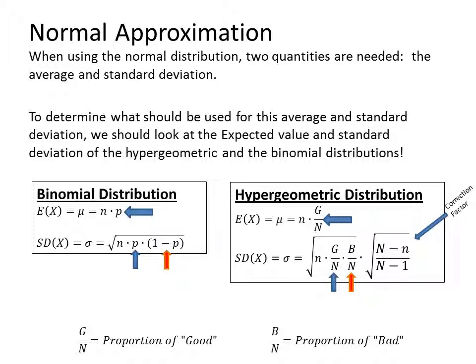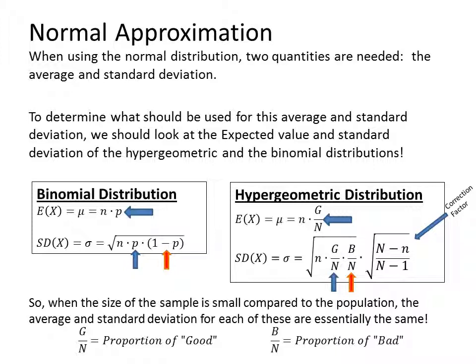Now, if you remember from the last video, the correction factor is pretty much equal to 1 or very close as long as the size of the sample is small relative to the population. And so these two values, the expected value and standard deviation for these two distributions, as long as the sample is small compared to the population, will be more or less the same. So when we use the normal approximation for these kinds of things, we just use those values that we would get with the binomial.